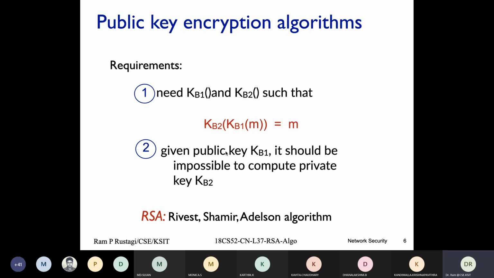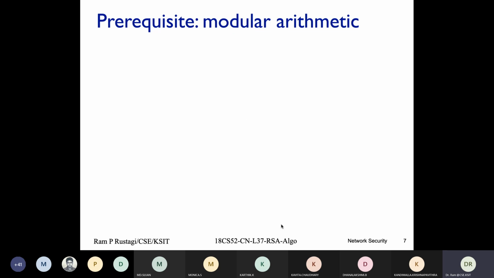And this is what is used in the RSA algorithm, named after Rivest, Shamir and Adleman. By the first letters of the authors' names, the algorithm is known as the RSA algorithm.